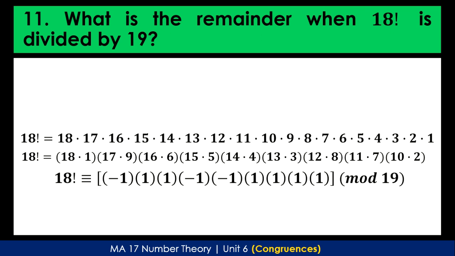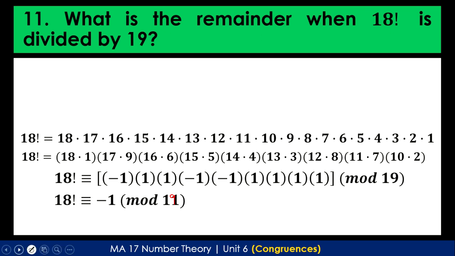If we simplify this, negative 1 times 1 times 1 times negative 1 times negative 1 times 1 times 1 times 1 times 1, that is negative 1. So 18 factorial is congruent to negative 1 modulo 19. Correction, it should be 19.